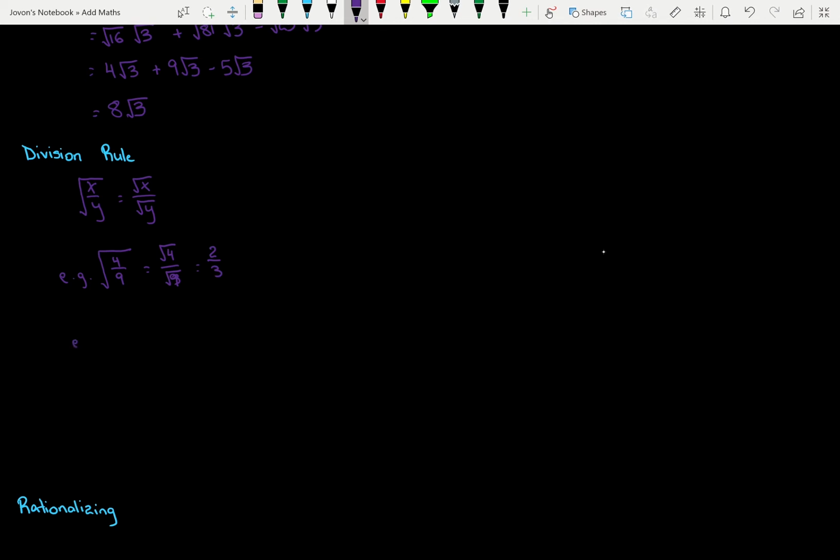Another example, let's say we have the square root of 5 over 64. This would be the same as the square root of 5 all over the square root of 64. Now we cannot simplify the square root of 5, but we can simplify the square root of 64, because the square root of 64 is 8. And that's basically the division rule. It's as simple as that.